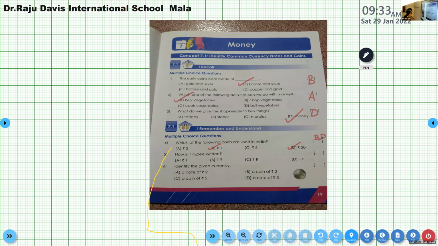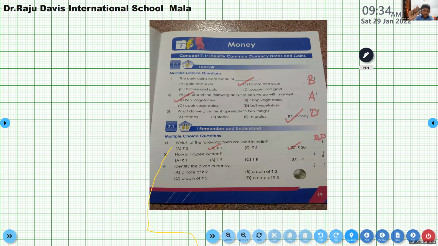Now here we have question number 5. How is 1 rupee written? Option A, rupee symbol and number 1. Option B, 1 and rupee symbol. Option C, 1 capital letter R. Option D, 1 small letter R. Which is the correct option here? Yes, the correct answer is option A, symbol of rupee and number 1. So you can put a tick mark for option A. Write capital letter A inside the bracket.